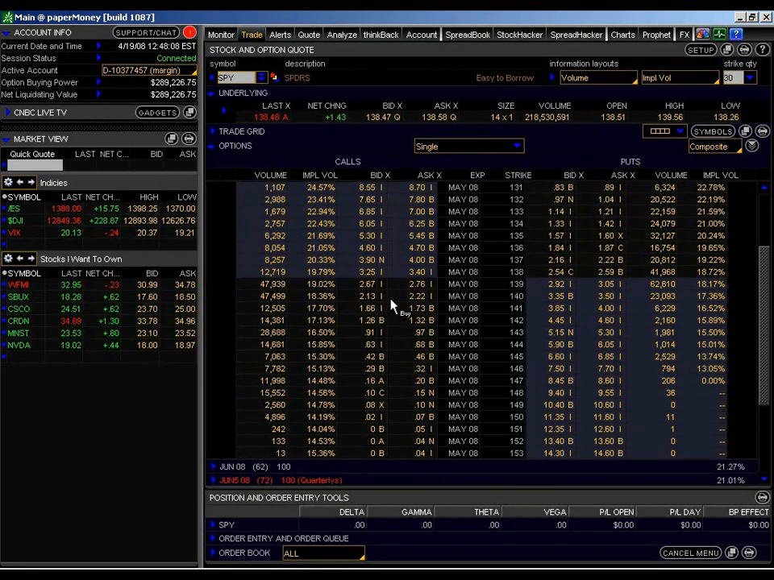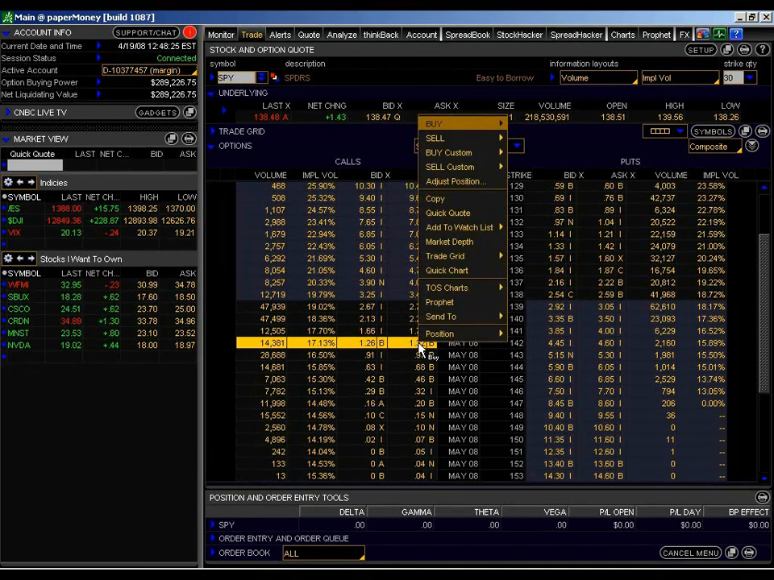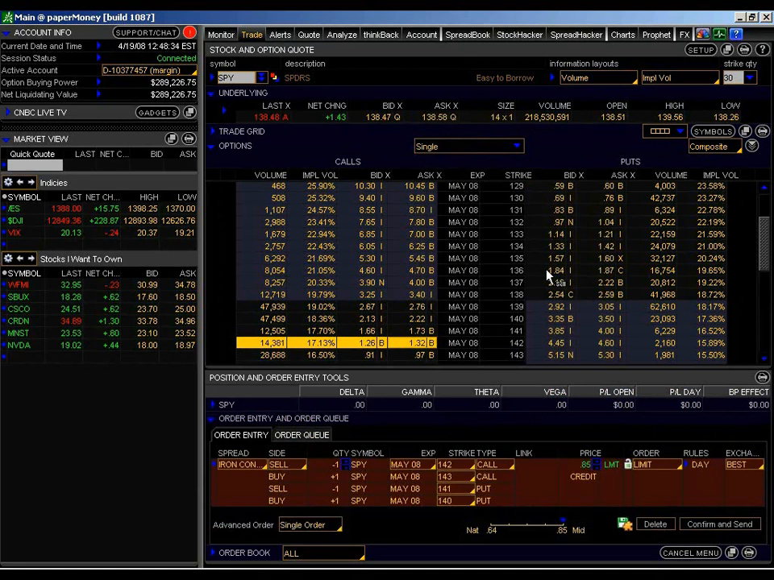For example, let's say we wanted to set up an iron condor. We're going to sell an iron condor. All we have to do is take a look at the strike that we'd like to sell at to initiate our iron condor on the call side. Right click on that, and that will bring up our order dialog box. And what we want to do is sell an iron condor, and that'll bring up the order entry box.